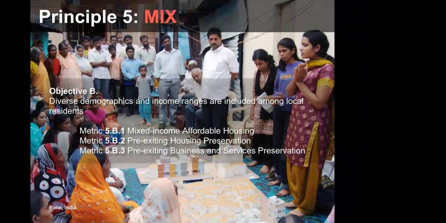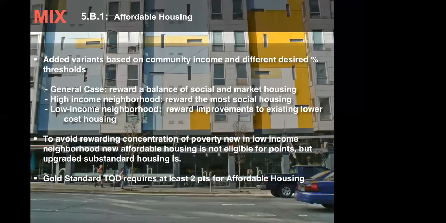So now we have objective B for mix, and that's where the social inclusion is promoted through three metrics. We have affordable housing metric, housing preservation, and business and services preservation. And let me just go over the major changes that occurred in this version of the TOD standard. For affordable housing, we now have three variants, because in each variant we would like to see a different desired threshold for the percentage of affordable housing.